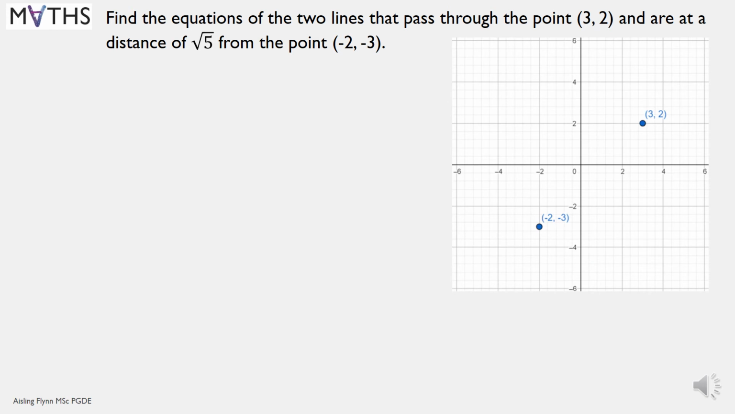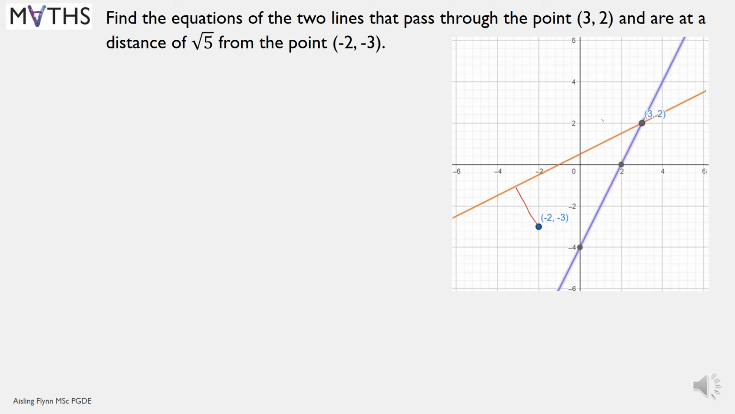So here's a graph with the 2 points mentioned, and they're plotted, 3, 2, minus 2, minus 3. So two lines must go through 3, 2, and they're a distance away from minus 2, minus 3. So they're going to look something like this, where the two lines are a distance of root 5 away from the point, and they're at 90 degrees, those two lines I've just drawn. Okay, so that's what we're looking for. So we're looking for equations of lines, so the equation of the orange and the equation of the blue line.